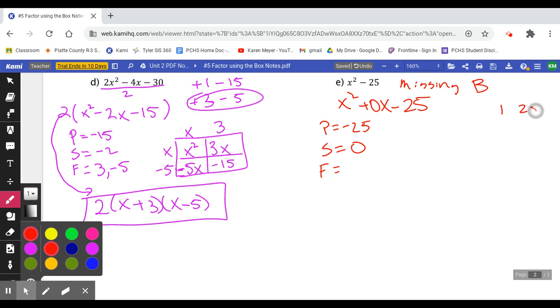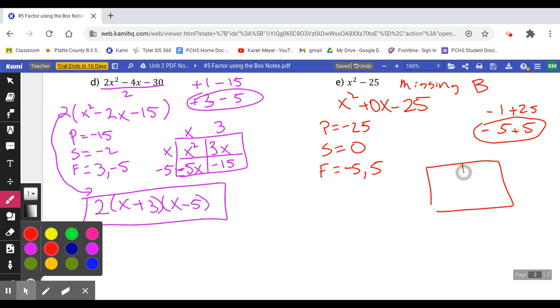So 1 and 25, 5 and 5. If my product is negative, that means I have to have 1 negative and 1 positive. And then hopefully everybody's going to say, oh, well, negative 5 and positive 5, that will add for 0. So now I make my box. X squared, negative 5x, positive 5x, and negative 25.